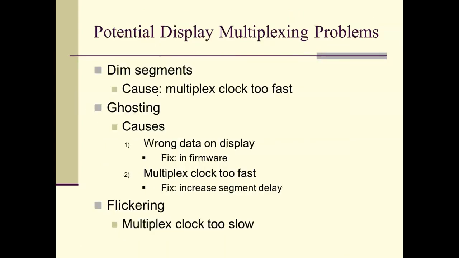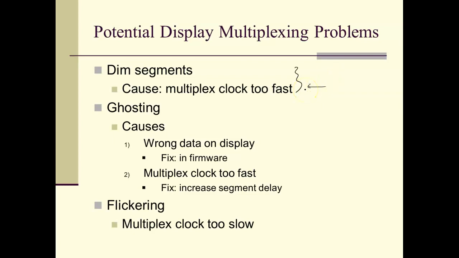These are some of the problems you can have when you're multiplexing displays. If the displays are dim, that means they are off for too great of a percentage of the time. Essentially there are a couple of issues here: either your delay is not long enough, or the multiplexing clock is too fast. So slow the clock down and give yourself a delay.